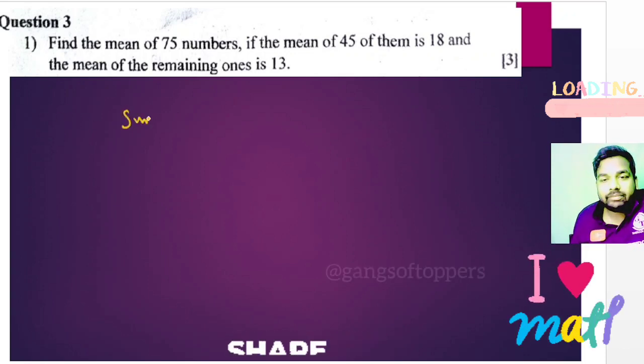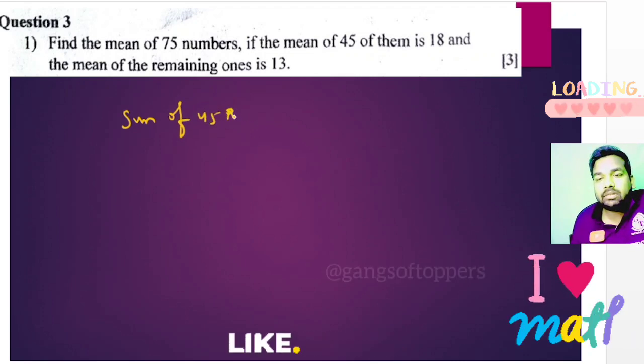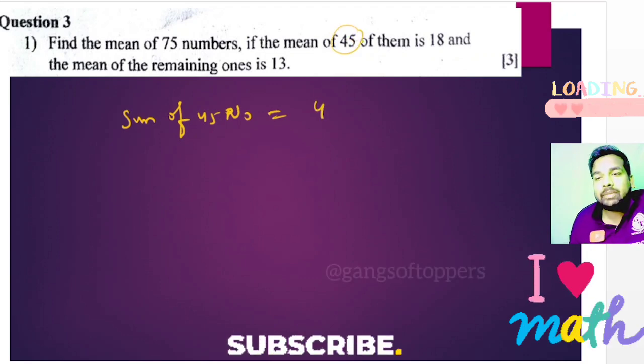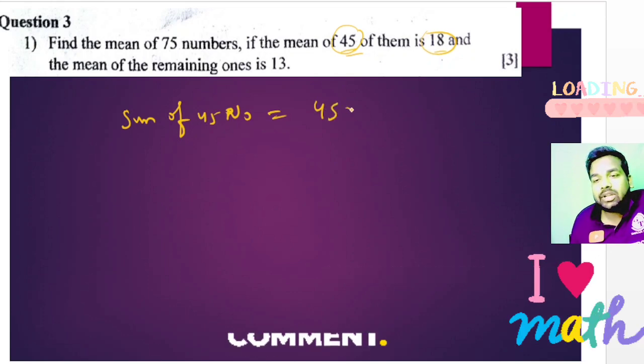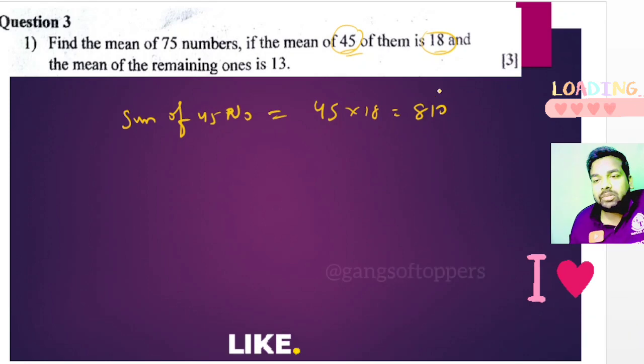The sum of 45 numbers is equal to the mean times the count: the mean of 45 numbers is 18. If you multiply 45 into 18, it becomes 810.